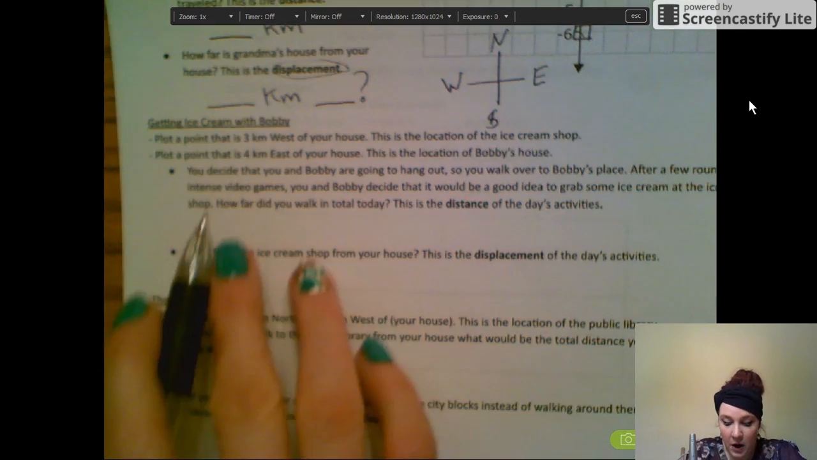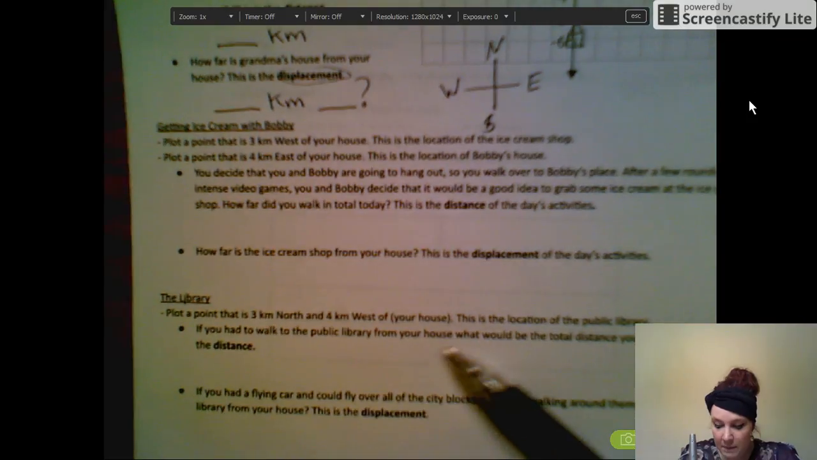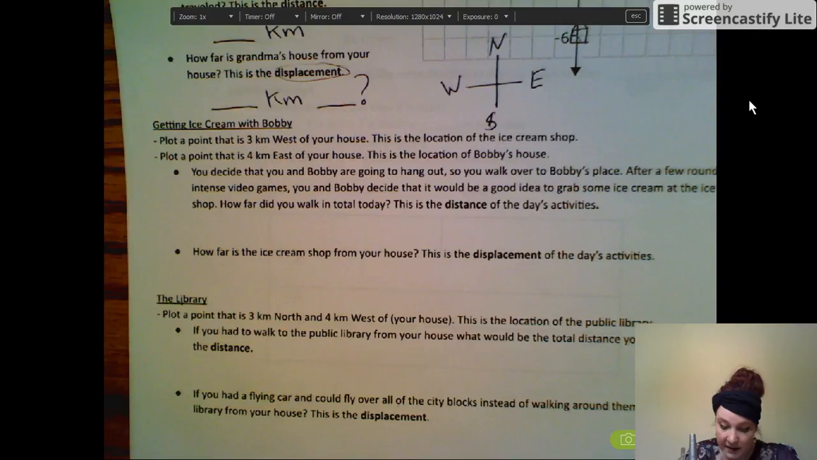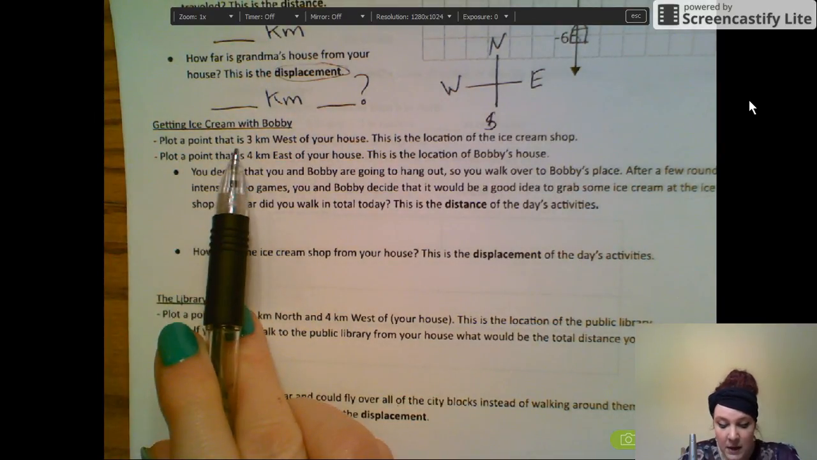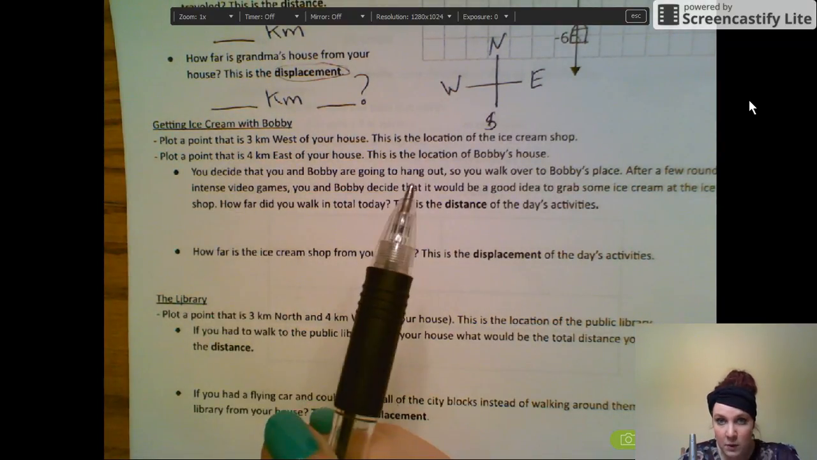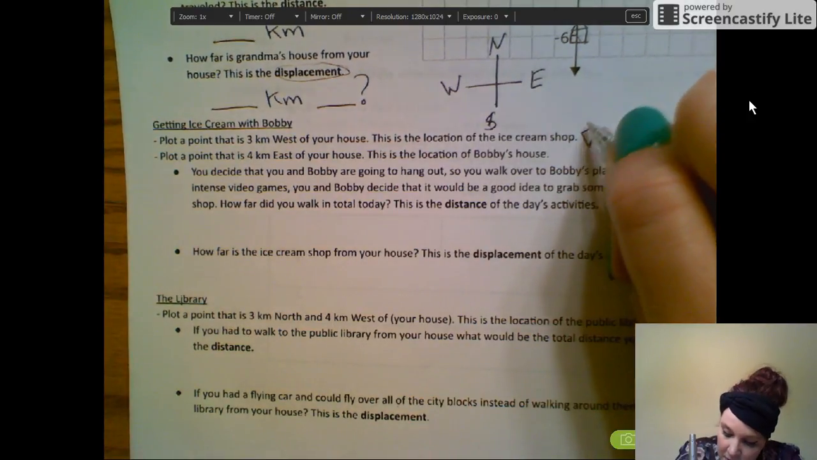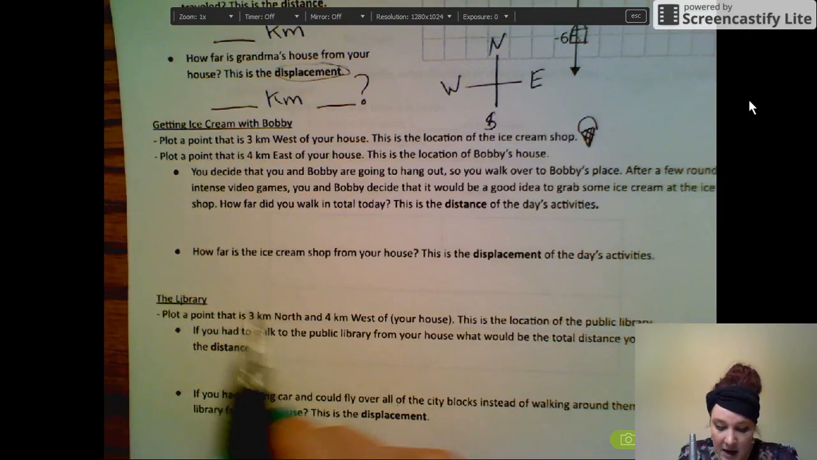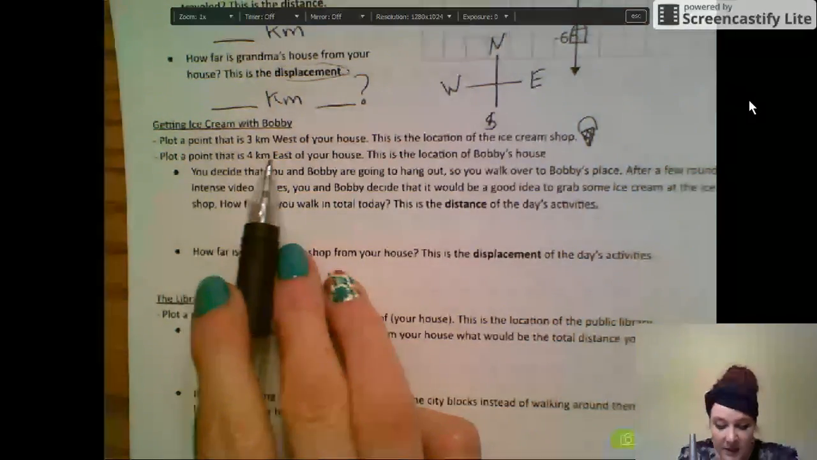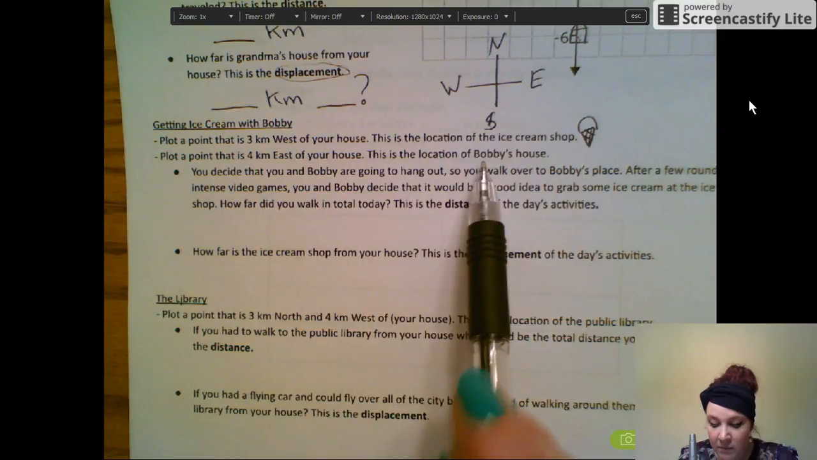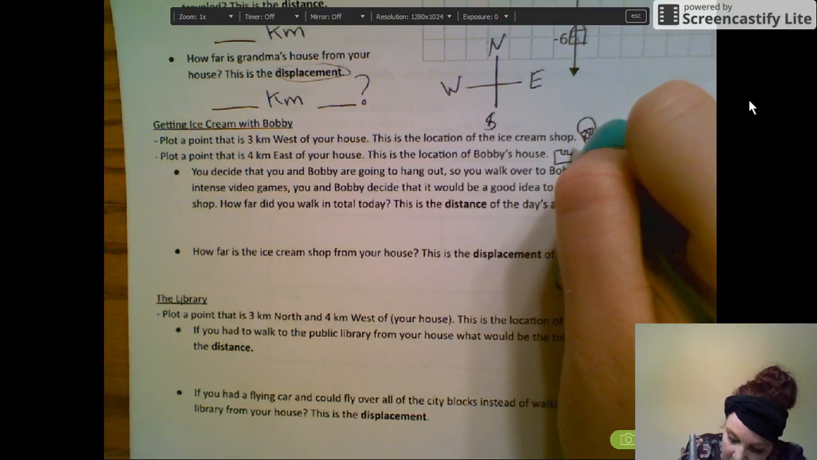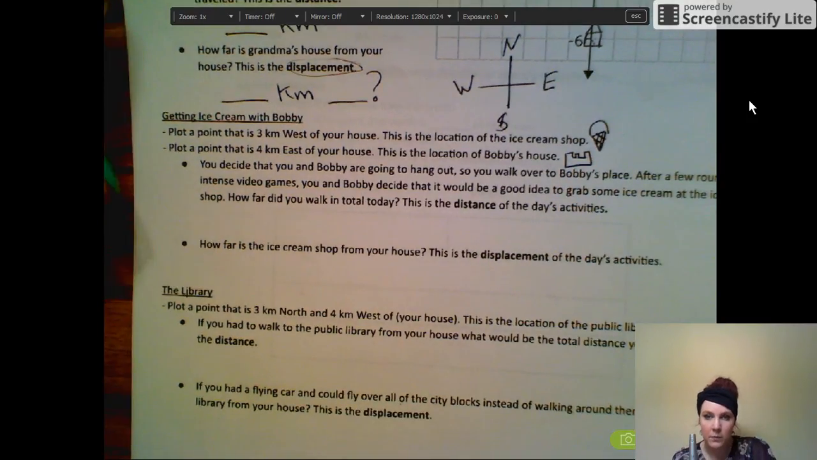So we're going to go on to our second scenario. I apologize. We're going to keep flipping from here back up to the frame of reference, just so you guys can see what I'm drawing. It says plot a point that's 3 kilometers west of your house. This will be the ice cream shop. And I'm going to make my ice cream shop look straight up like an ice cream cone because, come on, that's iconic. And then it says to plot a point that's 4 kilometers east of your house. And this is the location of Bobby's house. Bobby's going to live in, let's say he lives in a castle. So we draw a castle. Actually, it looks more like a Tetris piece, but you know.